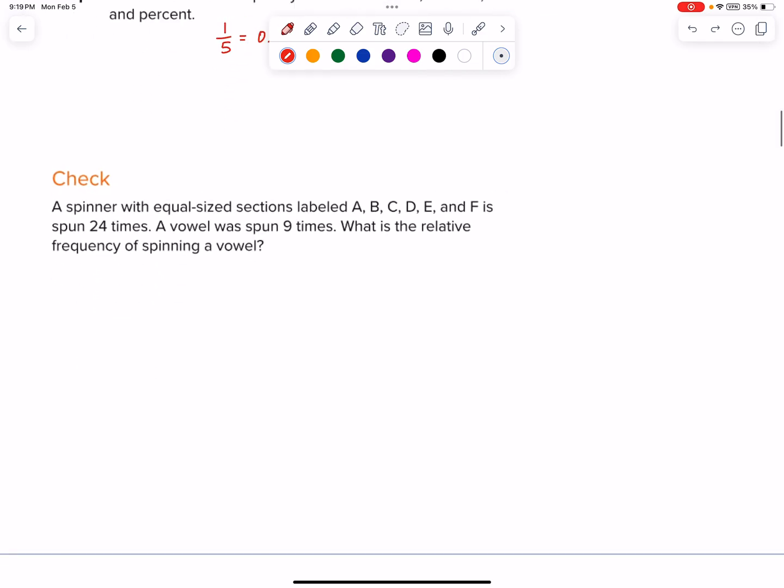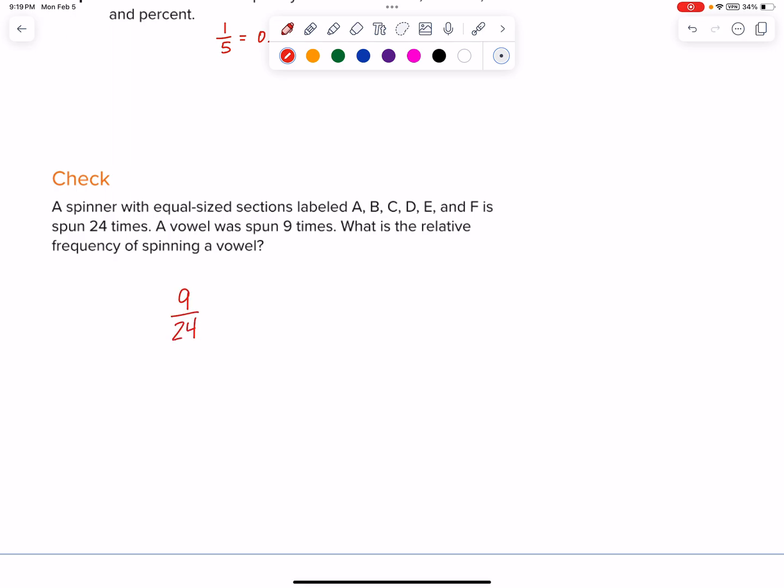All right, go ahead and pause and try this one. It says a spinner with equal size sections, they're letting us know it's fair, labeled A, B, C, D, E, F is spun 24 times. So that's your denominator. A vowel is spun 9 times. What is the relative frequency of spinning a vowel? Okay, so go ahead and set up your fraction.